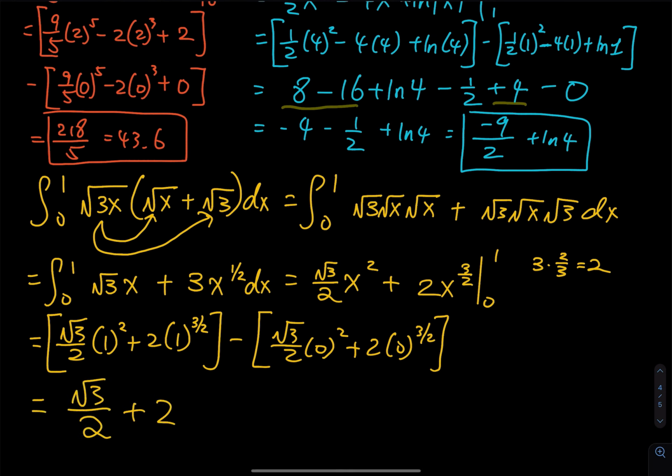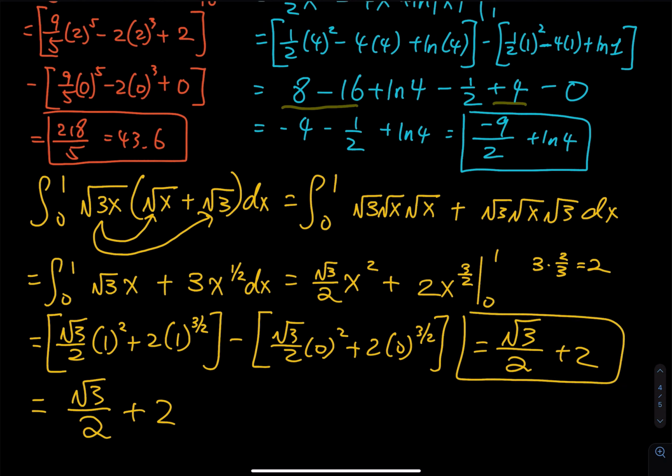That's it. Maybe I should just put it right over here: root 3 over 2 plus 2. That's it. This is the final answer.